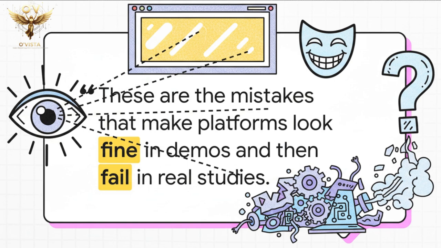See, the real danger here is deception. A system can look absolutely fantastic in a sales pitch, checking all the boxes, but when you get it into the lab to do actual research, it just completely falls apart. We're about to find out exactly why that happens.